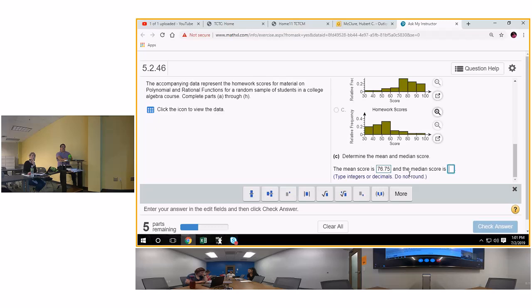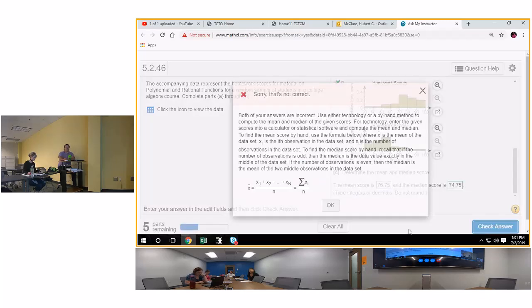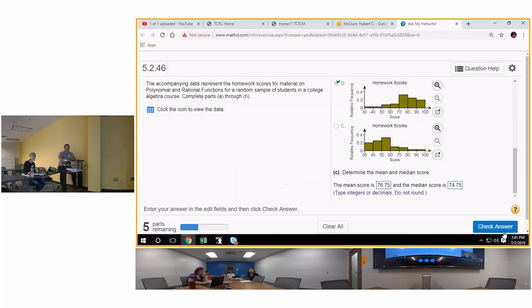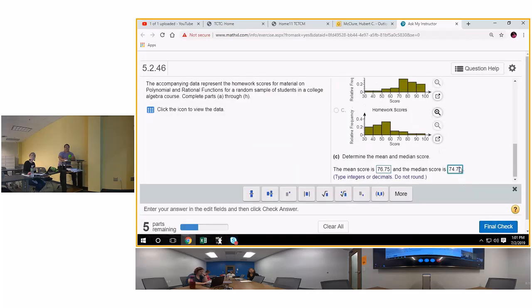So 76.75. What was it? 74.5 was the median? Check answer. Was it 74.5 or 75 point something? It's probably 0.5. Well, I appreciate your input, Mr. Owens, but we got 13 other people that can say something. 0.5 and it still counted it wrong.